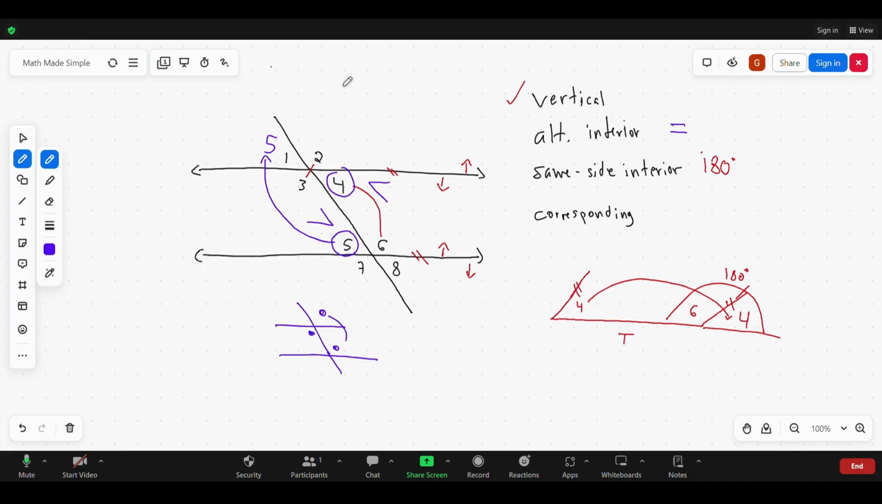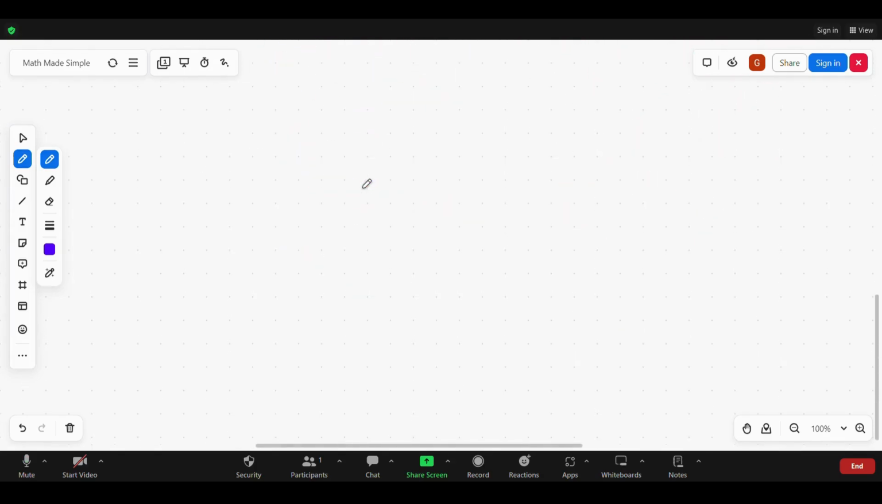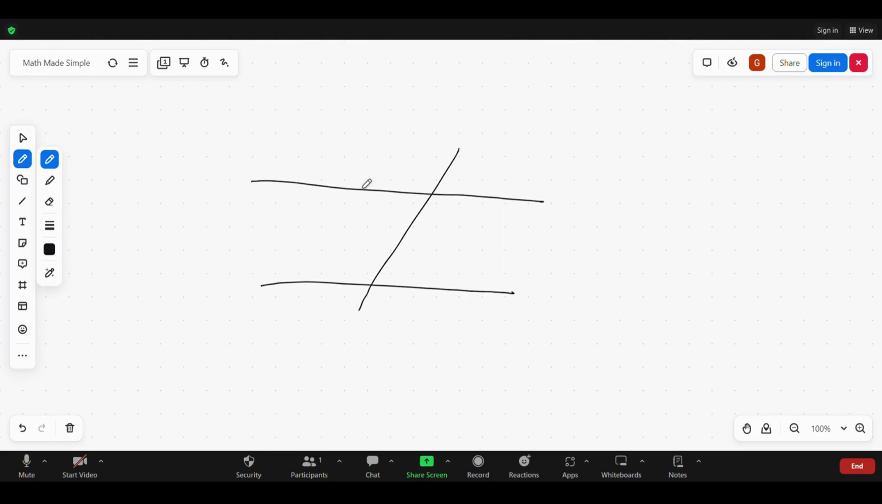Bottom left spot of this top intersection, bottom left spot of that bottom intersection. Those are corresponding angles. So corresponding angles are also congruent. So if we do a quick example here, I'm going to go back to black. I'm going to draw a set of parallel lines, and then we have an angle measure of 71 degrees here, and we're looking for the measure of angle Y, angle X, and angle Z.